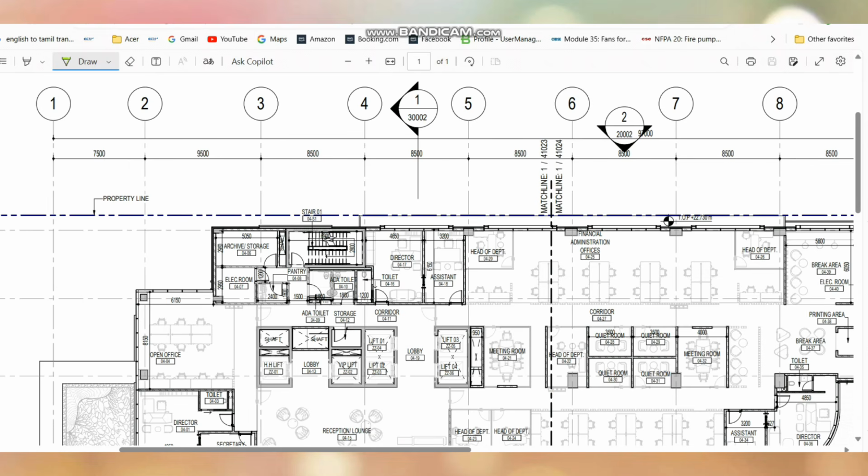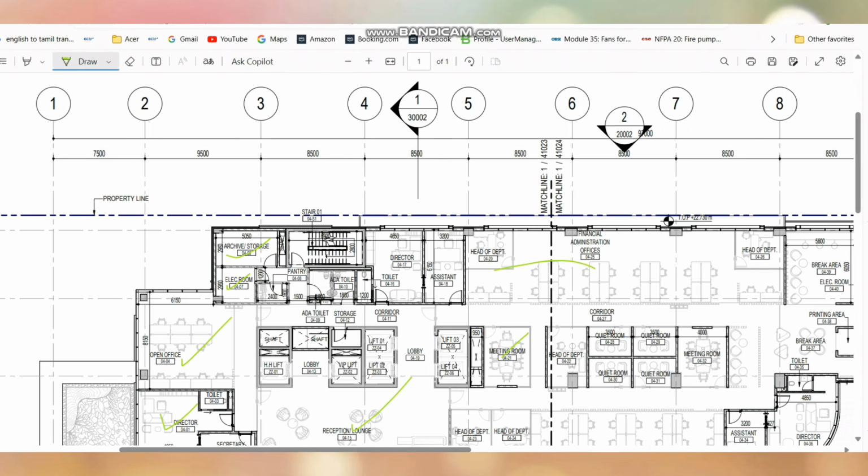In this floor, you can see different rooms, for example, director room, open office area, reception area, meeting room, head of department. So we are going to do the calculation for all the rooms. And an important thing is, here you can see the electrical room and also the storage room. These rooms don't need fresh air, so when we do the calculation, we can avoid all these rooms.